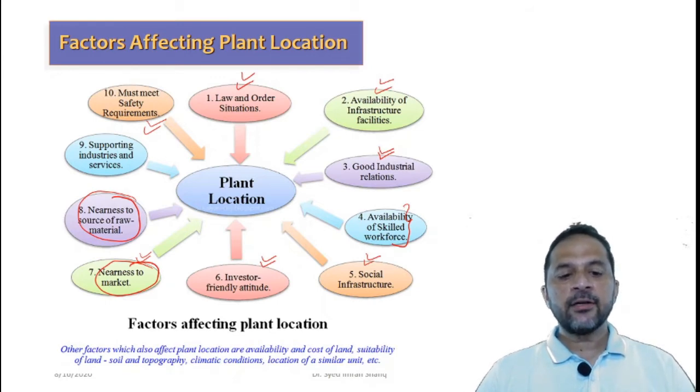The other factors which also affect the plant location are availability and cost of land, suitability of land, topography and climatic conditions. So these are some of the factors that are considered before selecting or finalizing a plant location.